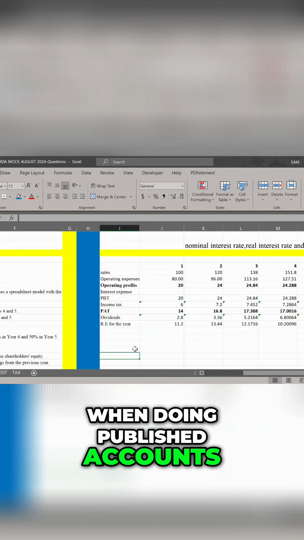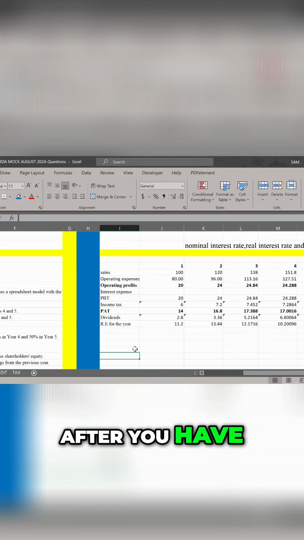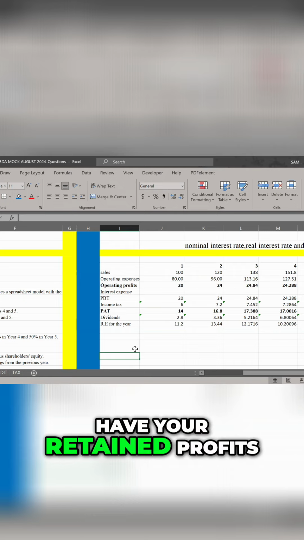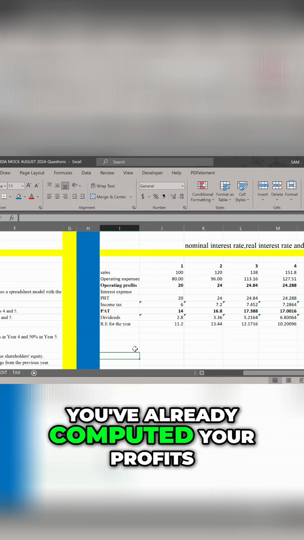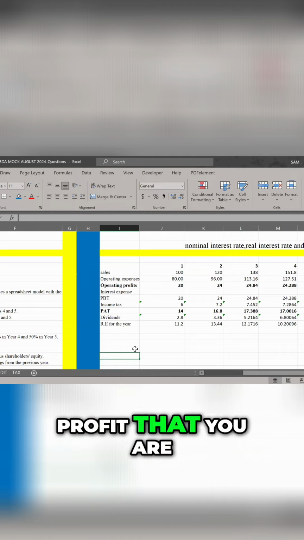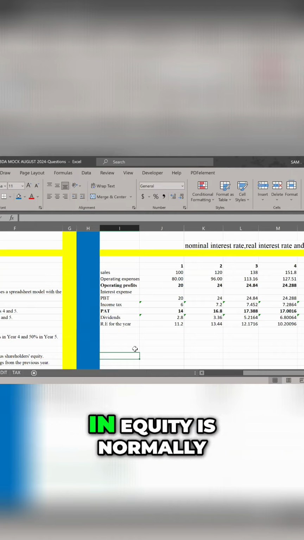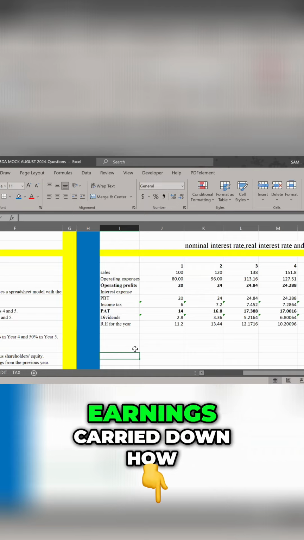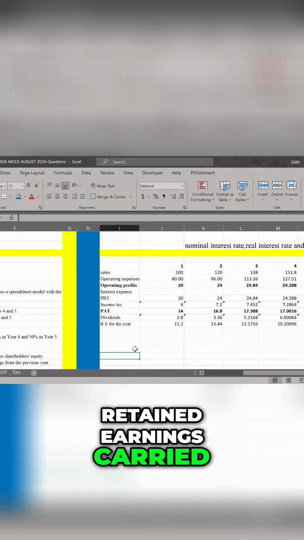When doing published accounts, after you have your profit and loss and you have your retained profits, you've already completed your profits. You must make sure that the profit you are transferring to the statement of changes in equity is normally the retained earnings carried down. Retained earnings carried down. How do we get retained earnings carried down?